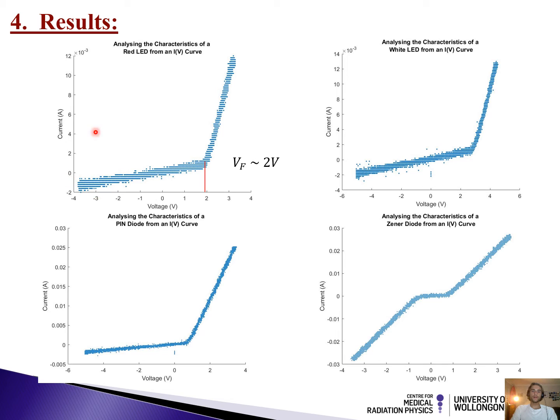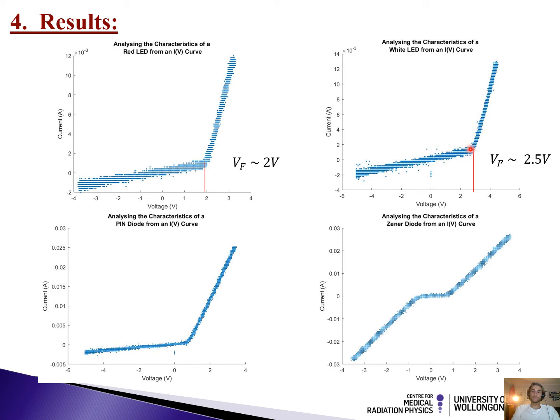So, beginning with the IV curve for the red LED, we can observe that at approximately 2 volts, the threshold voltage is reached. And beyond this voltage, we observe an exponential increase in current, which agrees with the theoretical Shockley equation.